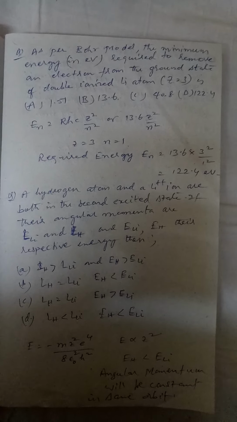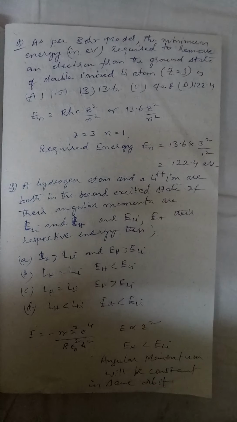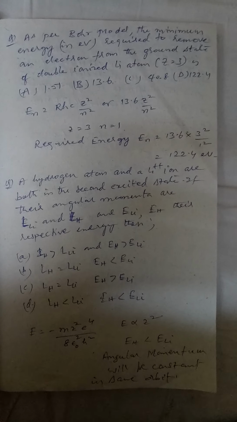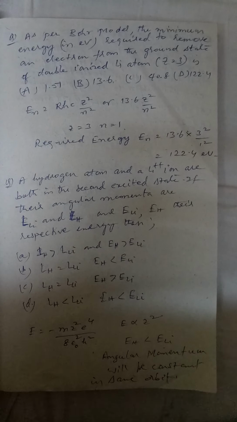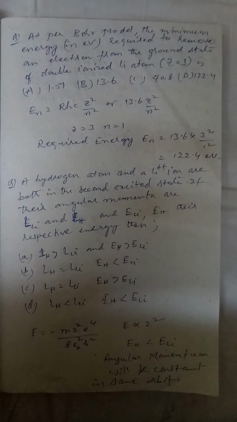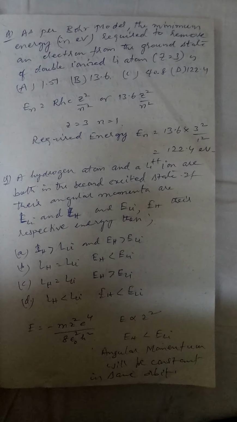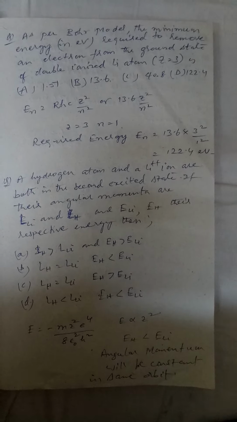As per Bohr model, the minimum energy in electron volts required to remove an electron from the ground state of double ionized lithium atom, Z is equal to 3, is... See, the standard expression for energy, E is equal to minus 13.6 into Z square by N square, or RHC Z square by N square. R is Rydberg constant, H is Planck's constant, C is the speed of light.